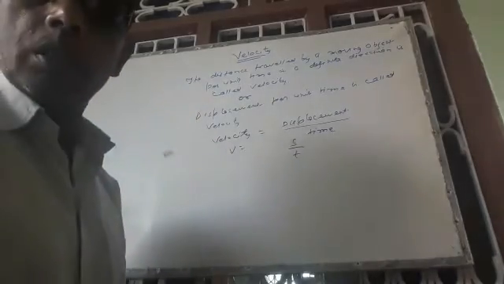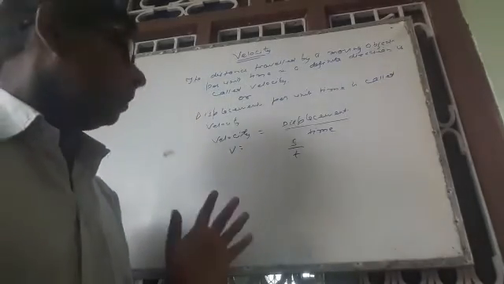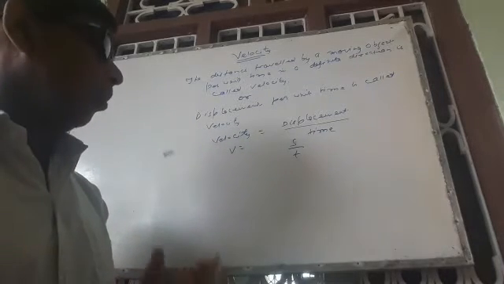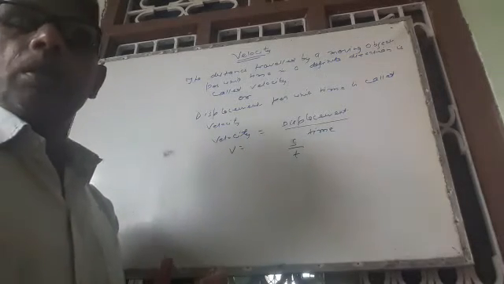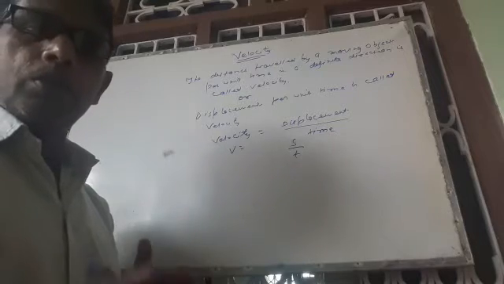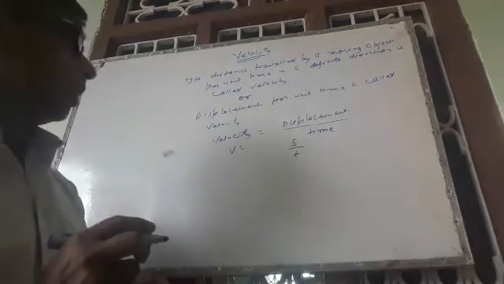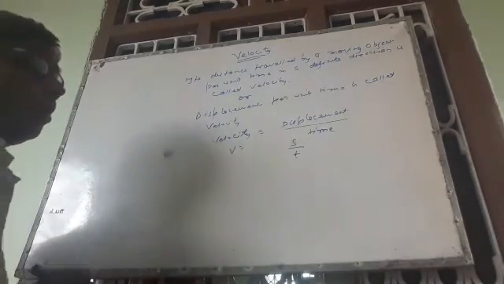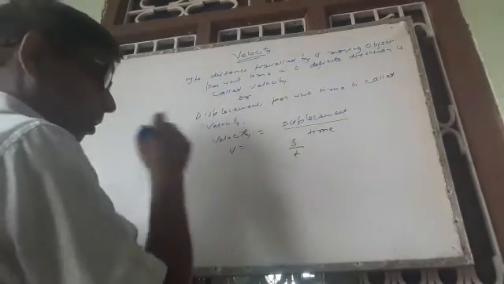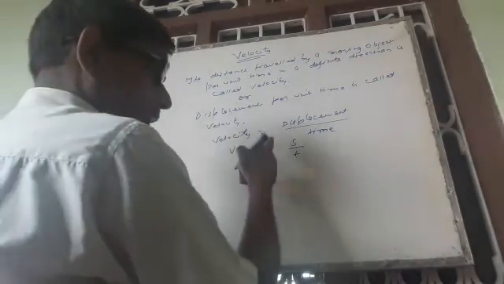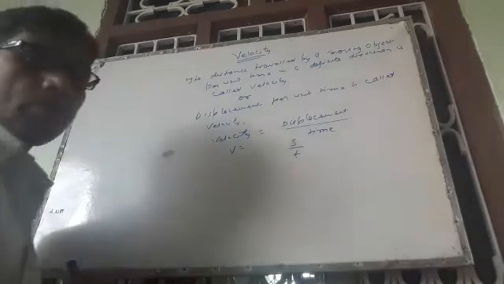S for distance as well as displacement. So there are two definitions, both are the same, because you know distance in a particular direction is called displacement. So second definition, displacement per unit time is called velocity. Velocity equal to displacement by time. V equal to S by T.